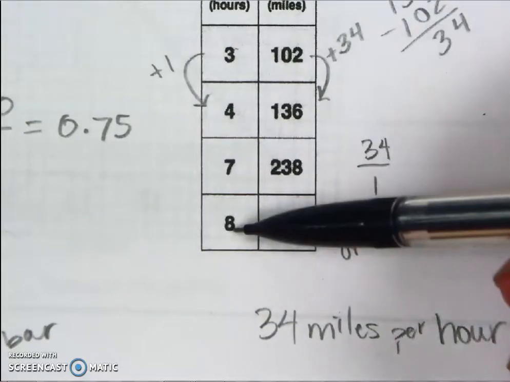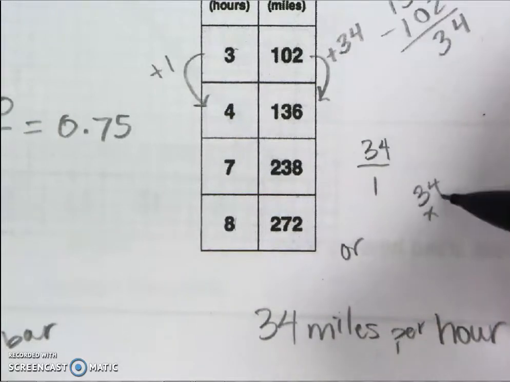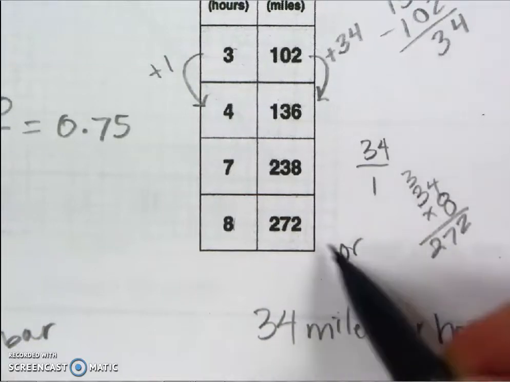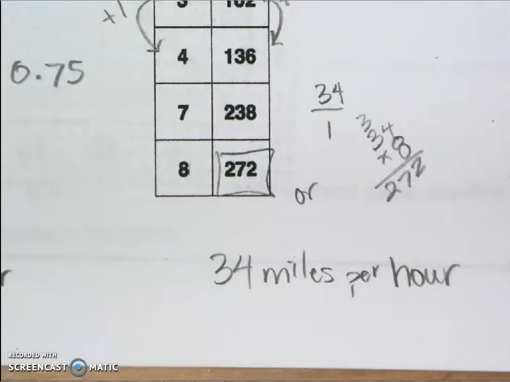So if they traveled 8 hours, let's see if that works out. 34 times 8, that gives me a 32. 8 times 3 is 24, plus 3 is 27. Did they go 272 miles? Yep, they sure did. And so that tells me we're correct. It was 34 miles per hour.